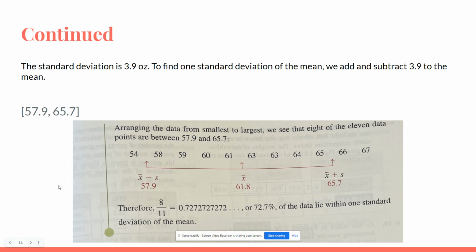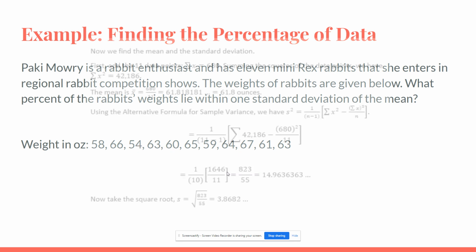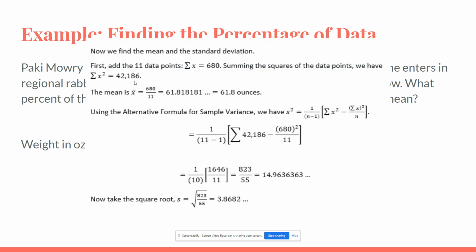So you take 58 and square it, plus 66 squared, plus 54 squared, plus 63 squared, on and on and on. Add all those up. We should get 42,186. So then the mean, that was all of our x's added up, divided by 11. The mean is 61.8 ounces for the rabbit. So the average weight for the rabbits is 61.8 ounces.